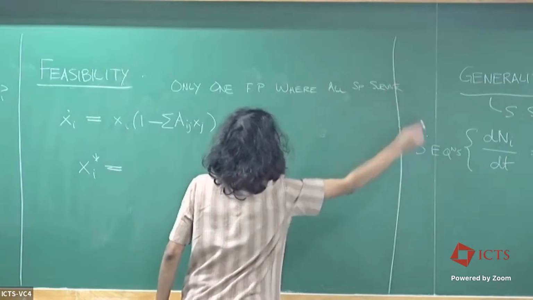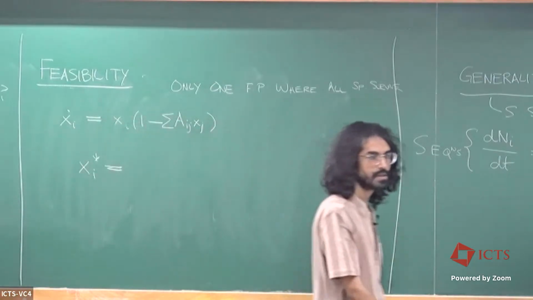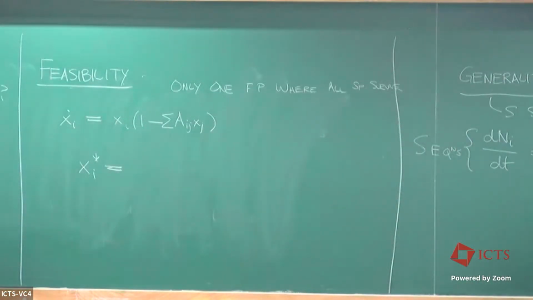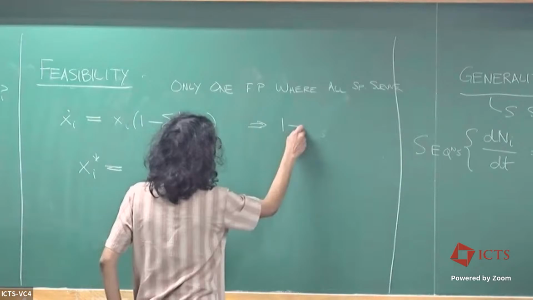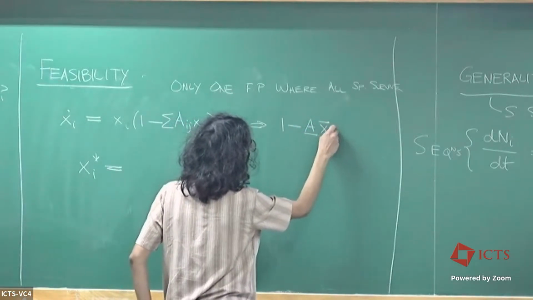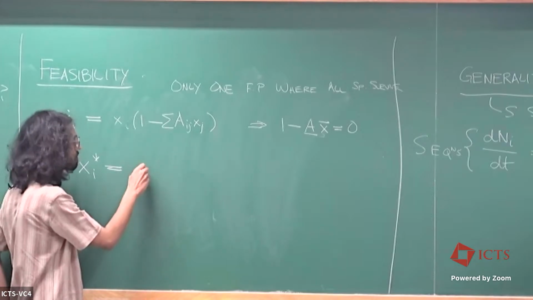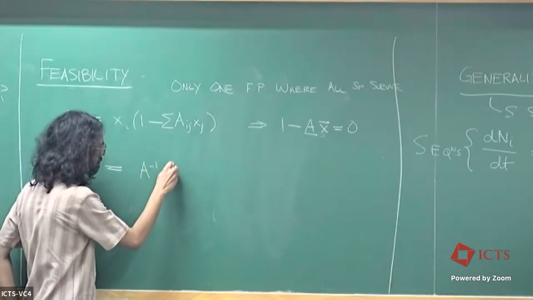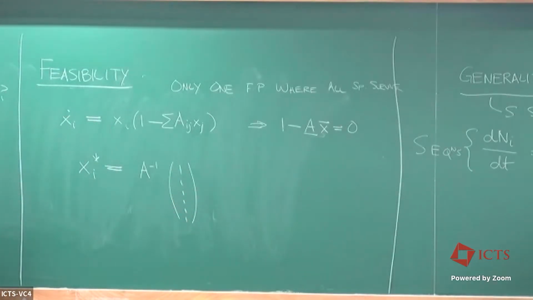Okay, great. And what is that fixed point? Can we find what the steady state abundances of all the species at that fixed point will be? So we solve this equation: 1 minus A times x vector equals 0, right? What's the answer to that? x vector is A inverse times 1.